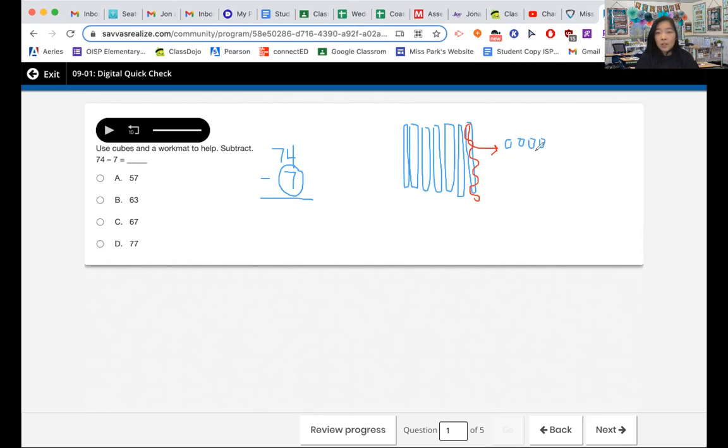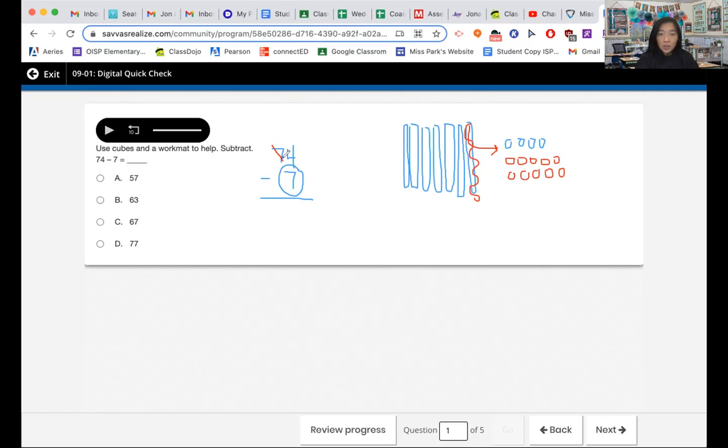So how many ones do they become? They become 10 ones. So I'm going to add 10 more to this 4. So what is 10 plus 4, guys? What is 10 plus what? 14. Very good. 10 plus 4 equals 14.